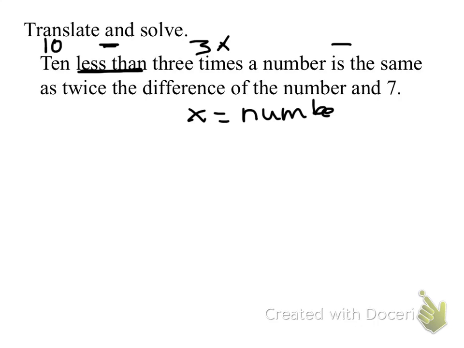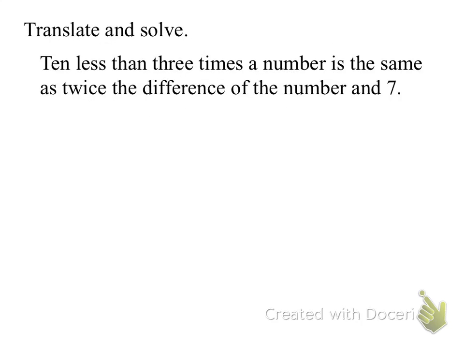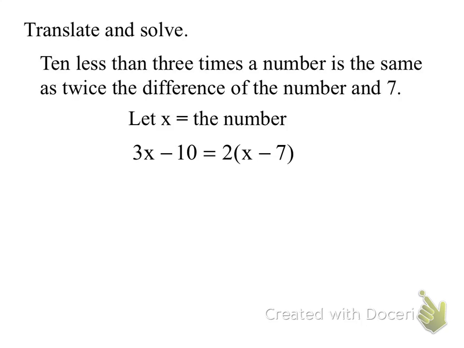And is the same as, and then I'm going to put twice the difference. That means the difference means subtraction, and I have a number first and 7. So my equation is going to look like the following. 3x less 10, because it's a backwards number, equals 2 times the quantity of x minus 7.